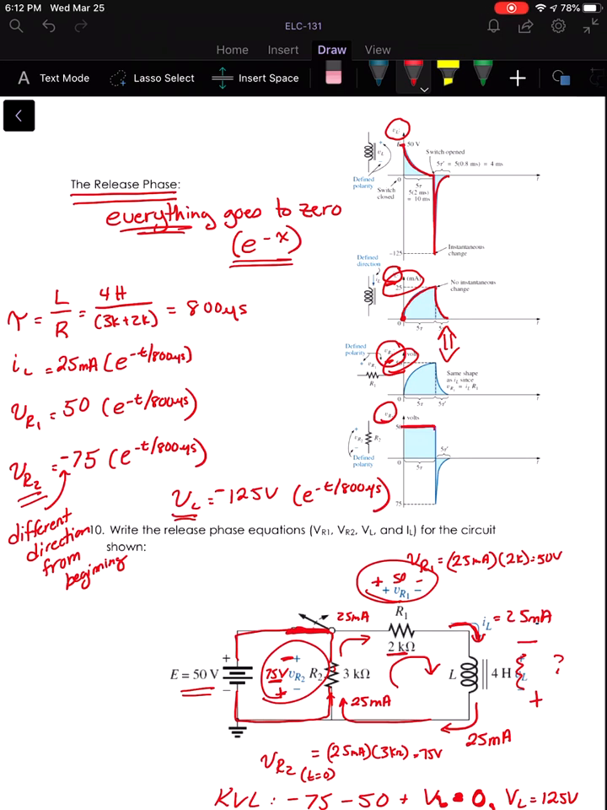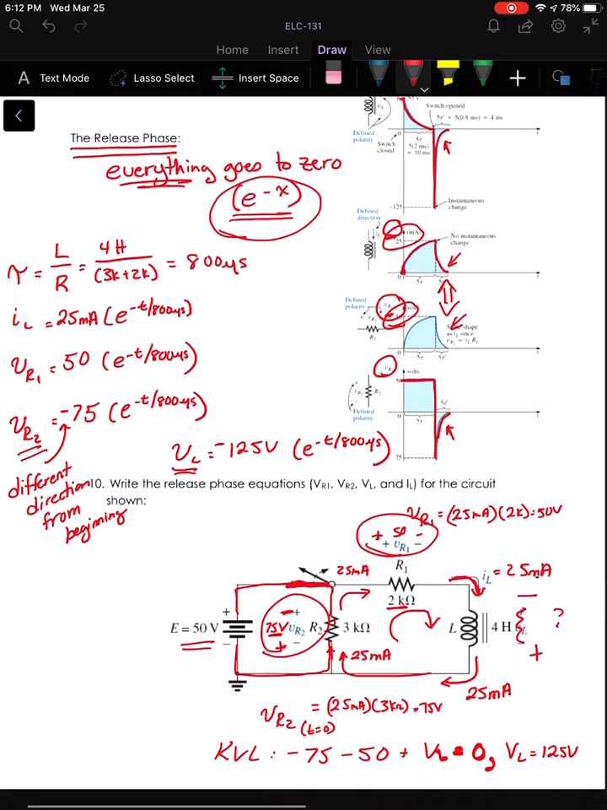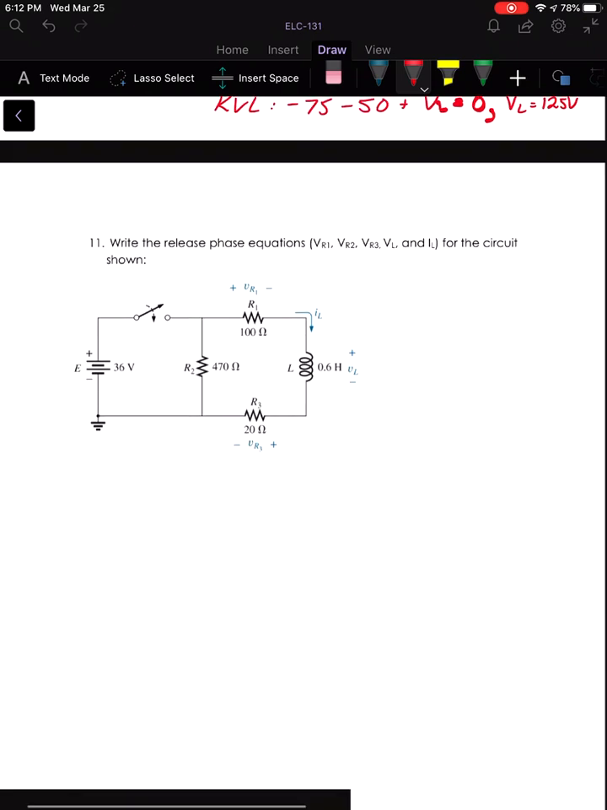But as soon as we opened the switch, we saw that it spiked to a 75 volt rise in the opposite direction, and then went to 0. So in the release phase, absolutely everything is going to 0. So everything has the same equation. The trick is just figuring out those voltages.